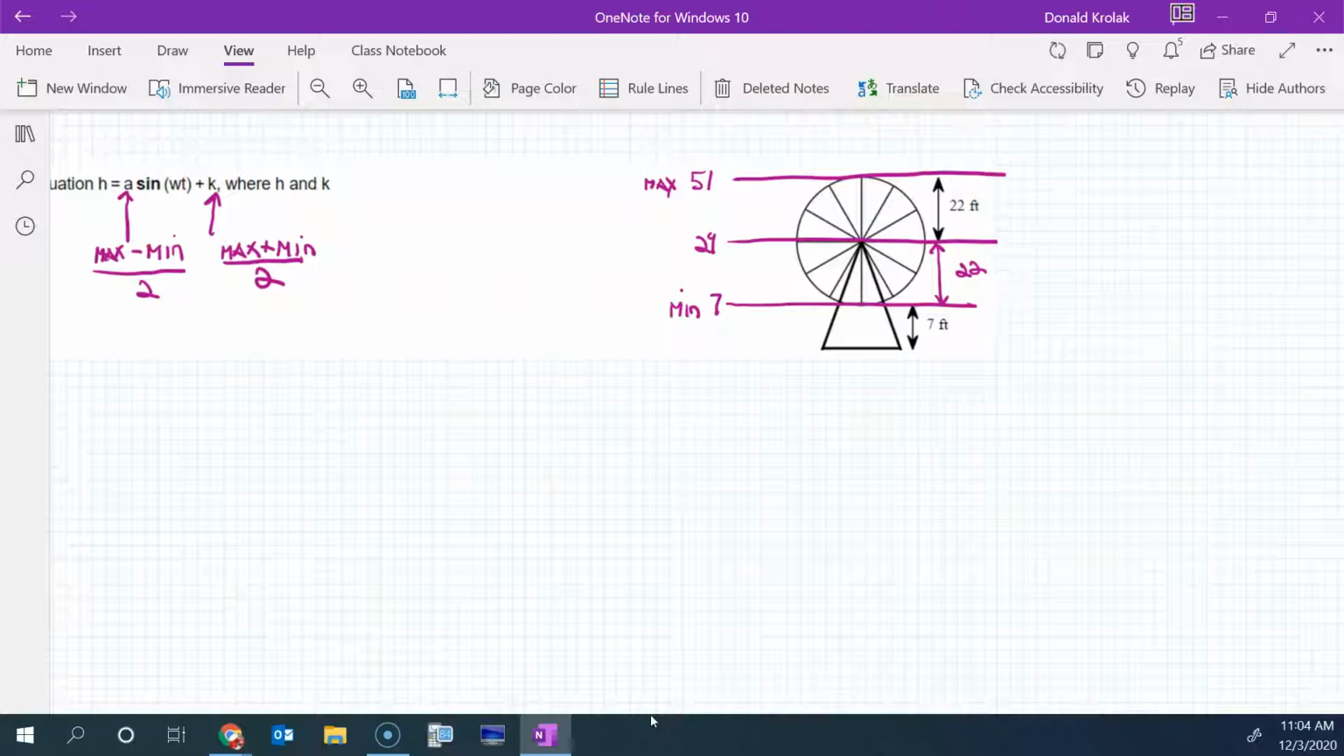Okay, so for me, take away 7, 51 plus 7. That's 58. 58 divided by 2 is 29.